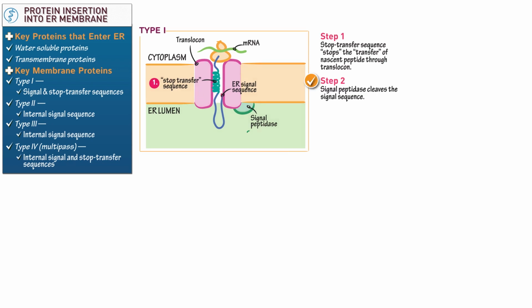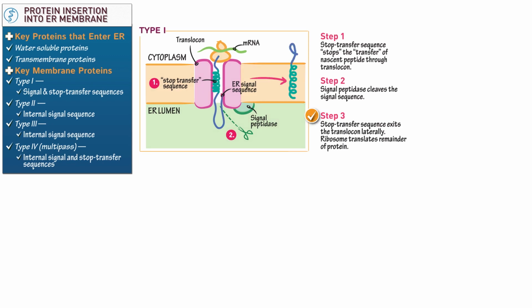In step 2, indicate that signal peptidase cleaves the signal sequence. In step 3, show that this allows our stop transfer sequence to exit the translocon laterally. Even after this occurs, the ribosome continues translating until the remainder of the protein is synthesized before dissociating from the membrane. Finally, label the luminal side of the protein as NH2, which is its N-terminus, and the cytosolic end as COOH, which is its C-terminus.